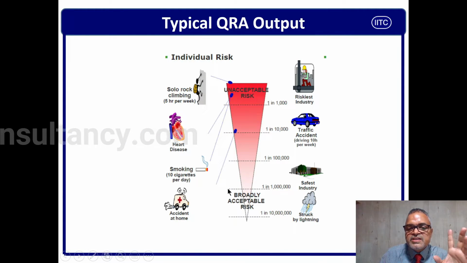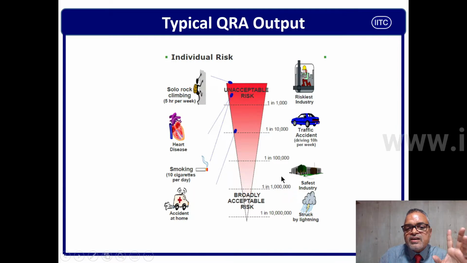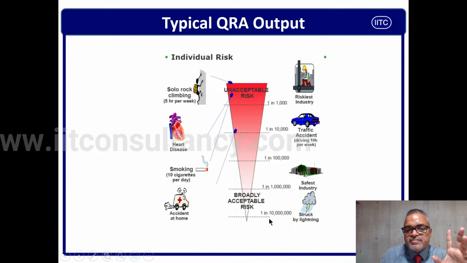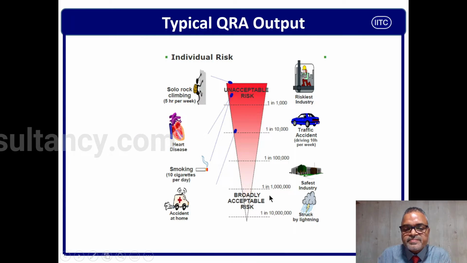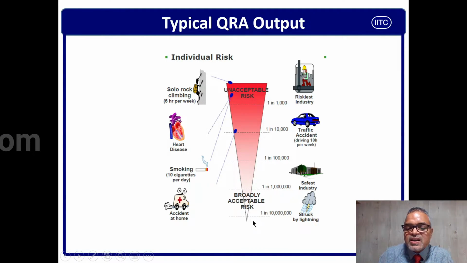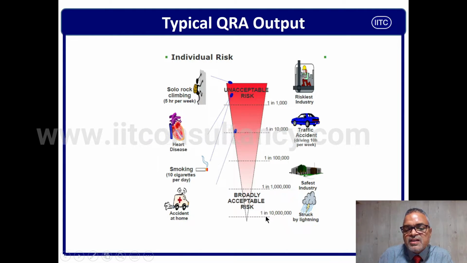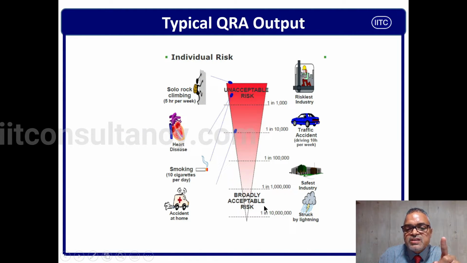These dotted lines are there, and all dotted lines have some numeric value. If you see here, once in a million. Yes, guys, this dotted line has got some numbers. This is once in 10 million. This says that if you are here in this band, the probability of failure is once in 10 million.